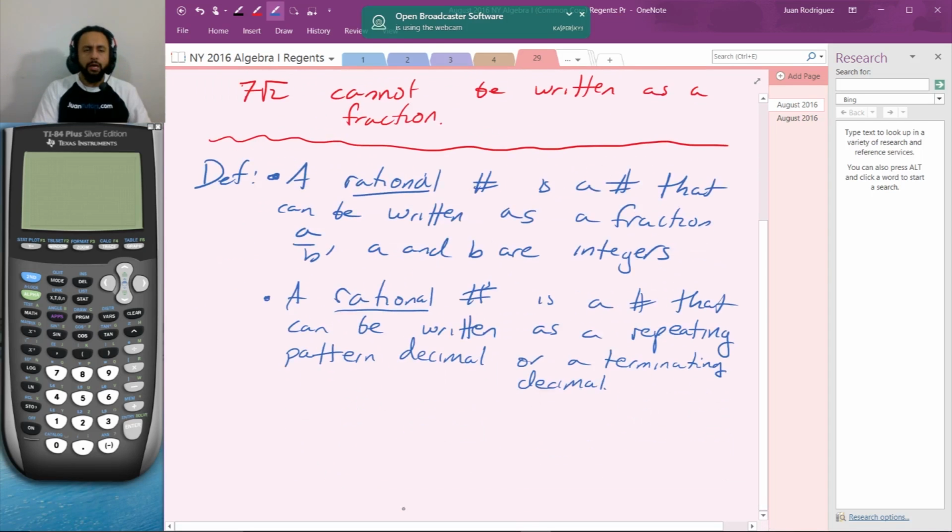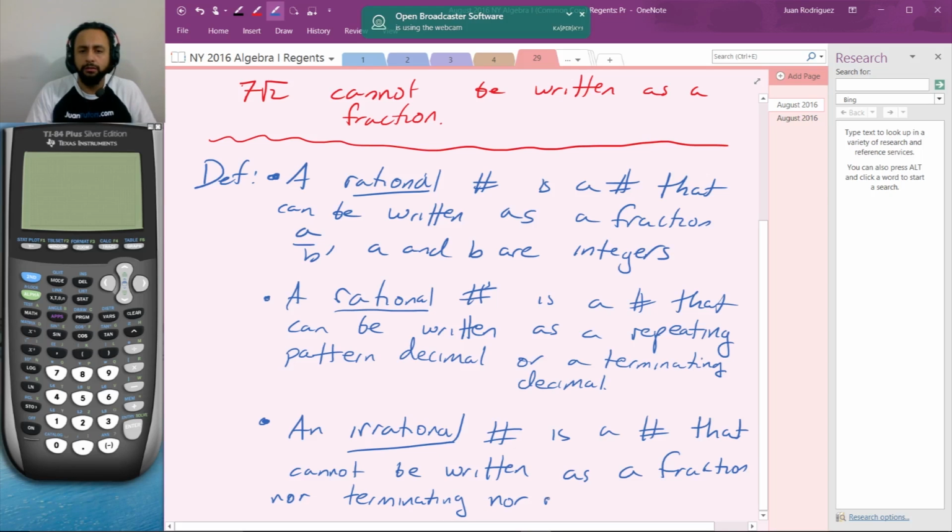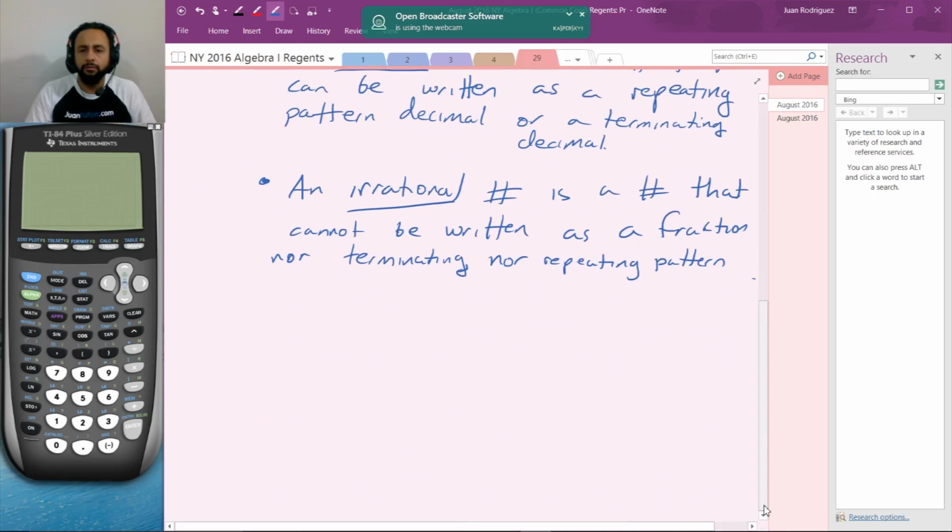Okay, so that's what you need to know. And then the counter definition: an irrational number is a number that cannot be written as a fraction, nor a repeating nor terminating decimal. So a number that cannot be written as a fraction, or a nor terminating, nor repeating pattern decimal. Okay.